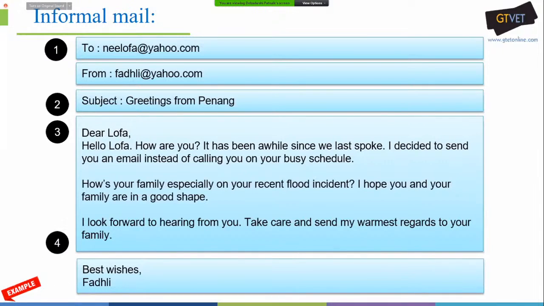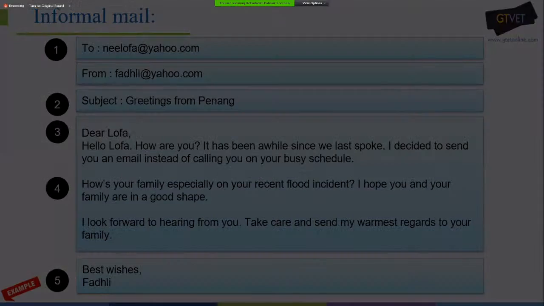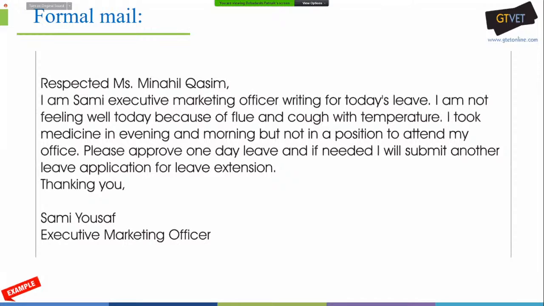So these are examples: number 4 is the body part and number 5 is the signature part. Don't forget to write these five important portions of an email. Now I'm going to ask you about another formal mail.